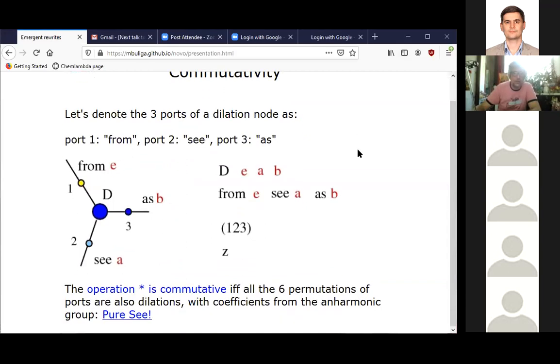So that commutativity is equivalent with the following apparently strange thing. The shuffle trick is equivalent to the fact that, okay, this is a dilation node, and we know this first port with A, the second one with C, and the third port with S. Now what happens if we permute the ports? Do we get a dilation? In the commutative case, it is true, but in general it is not true. There are six permutations. If all these six permutations of the ports are also dilations, then the operation is commutative.